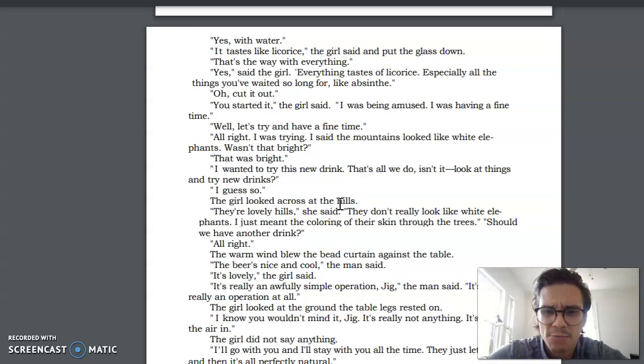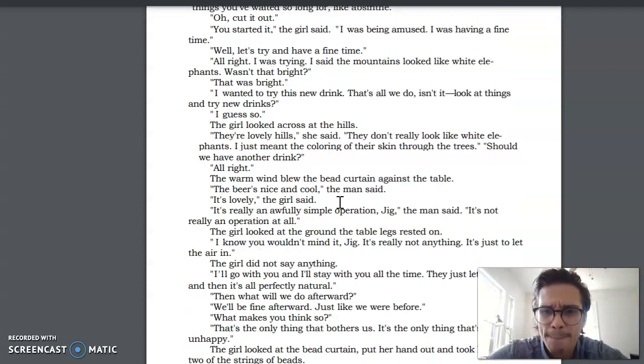We keep going down, and we keep getting the impression that the man is not listening to what the girl is saying. "They're lovely hills," she said. "They don't really look like white elephants. I just meant the coloring of their skin through the trees. Should we have another drink?" "All right." The warm wind blew the bead curtain against the table. "The beer's nice and cool," the man said. "It's lovely," the girl said.